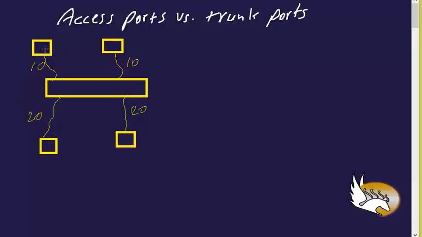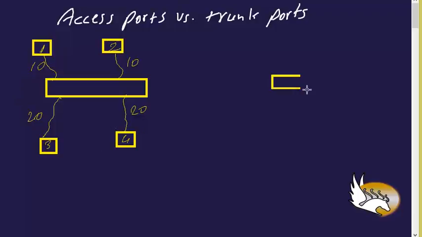Based on this, we know that this is, for example, computer 1, this is 2, this is 3, and this is 4. Computer 1 can talk to computer 2 because they are in the same VLAN, and computer 3 can talk to computer 4 because they are in the same VLAN.